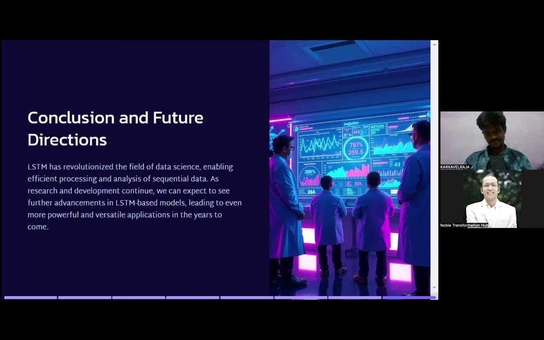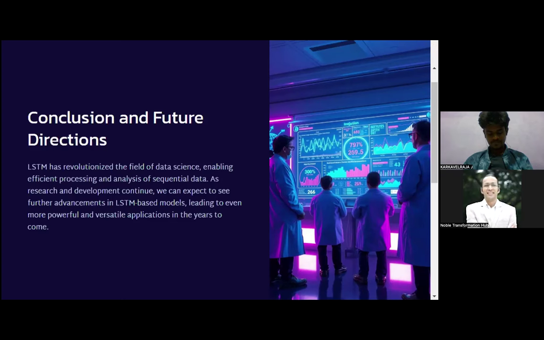Yeah, guys, there are a lot of revolutionized fields of data science where you can use LSTM, enabling efficient processing and analysis of sequential data. So sequential data is the spirit of LSTMs, guys. Yeah, that you have to understand. As research and development continue, we expect to see further advancement.